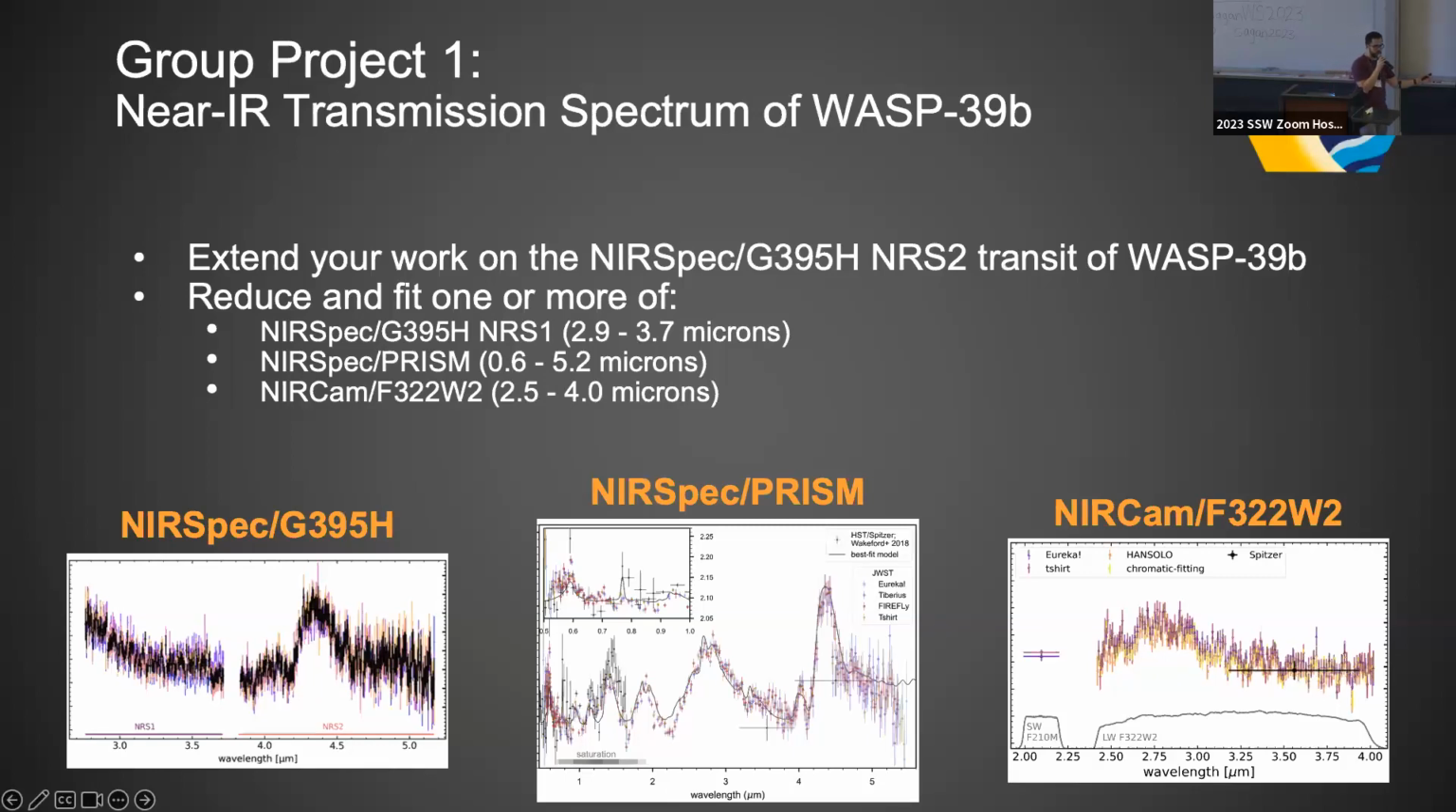So the first group project is to investigate more thoroughly the near-infrared transmission spectrum of WASP-39. In the first hands-on session, or first and second, you'll have worked on NIRSpec G395H NRS2, which is the right half of this bottom left panel. With project one, you can work on any or all of the rest of the near-infrared wavelengths here. We'll give you the starting points of the data, and you can go from pixels to light curves to spectra.